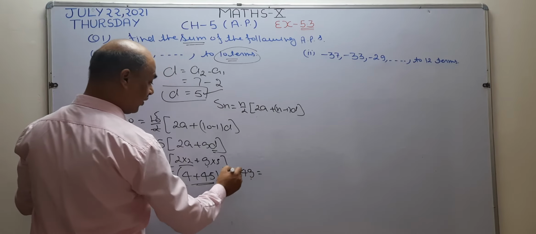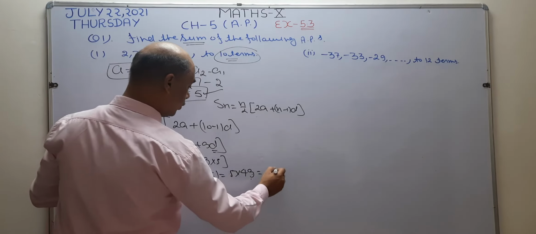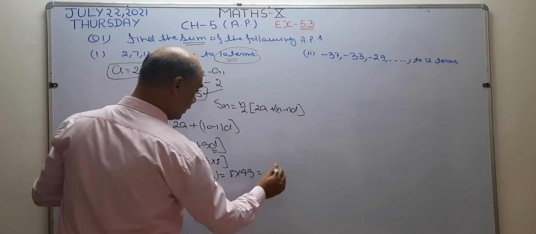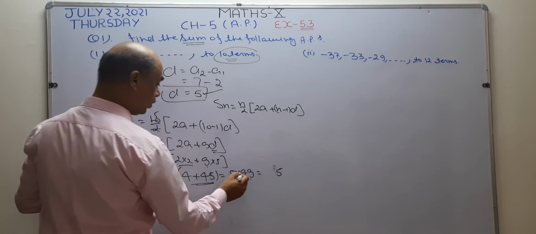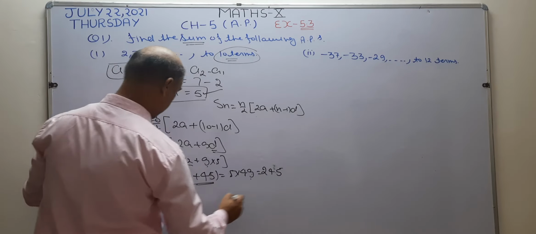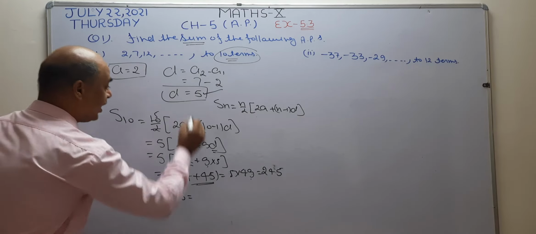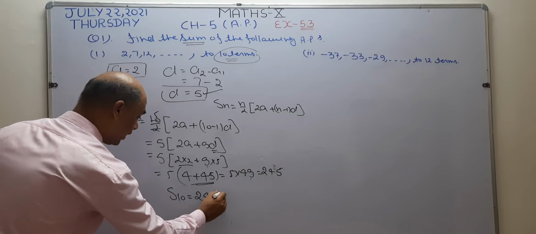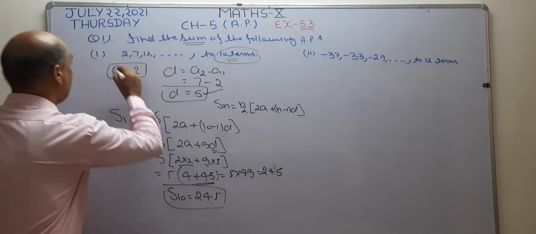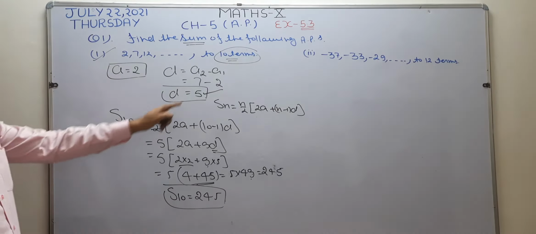Now multiply 49 by 5. 5 9s are 45, right, here 5 and 4 is left. 4 5s are 20. So this becomes 245. The sum of the first 10 terms of the given AP is 245. This is the answer of the first part. Now we will solve its second part.